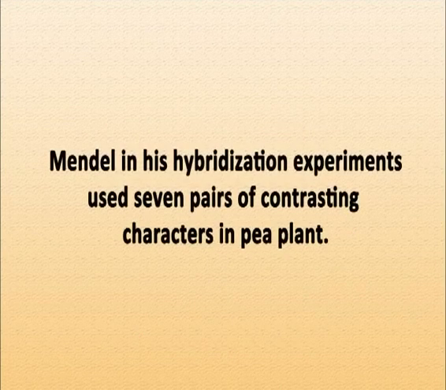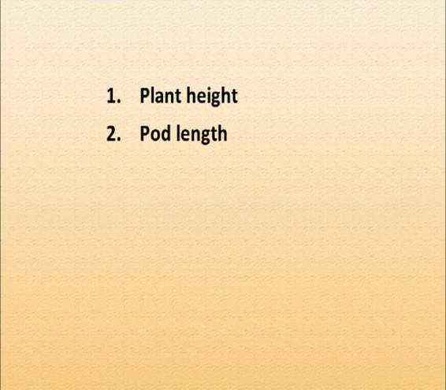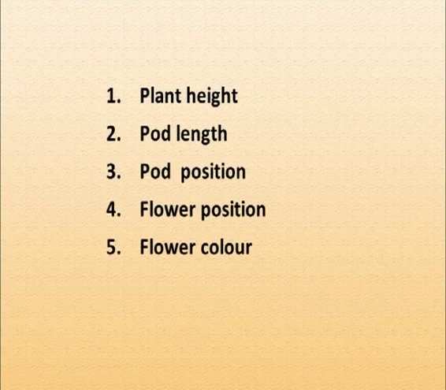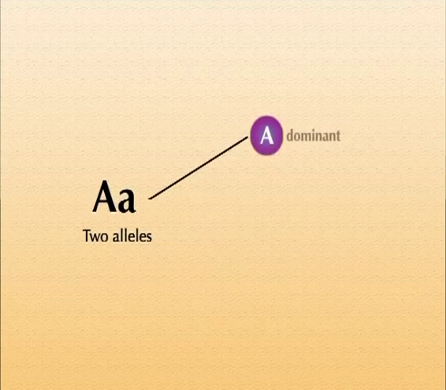Mendel, in his experiments on hybridization, used 7 pairs of contrasting characters in pea plant, for example, plant height, pod length, pod position, flower color, seed color, seed shape, etc. Each of these 7 traits in pea plant is controlled by a gene with 2 alternative forms called alleles, one allele acting as dominant and the other one as recessive.